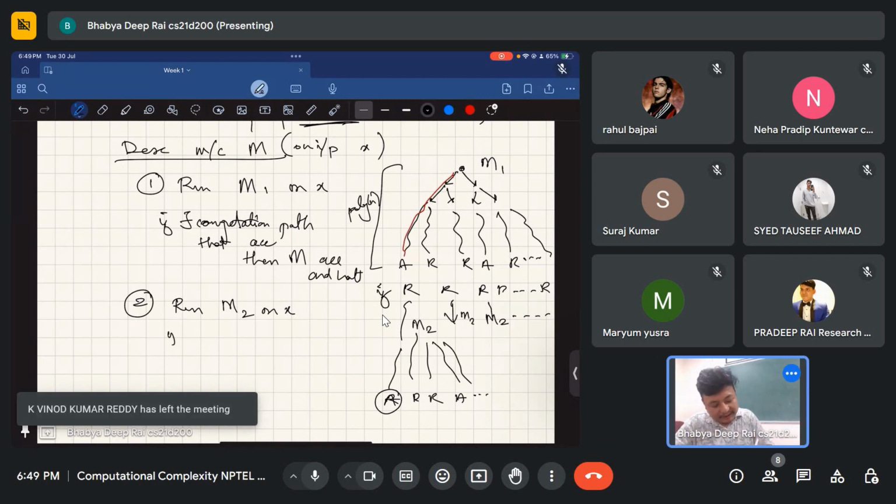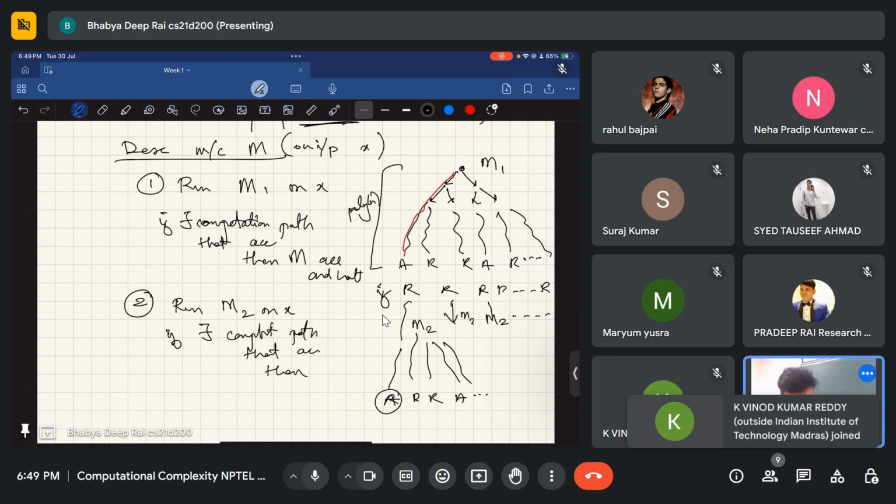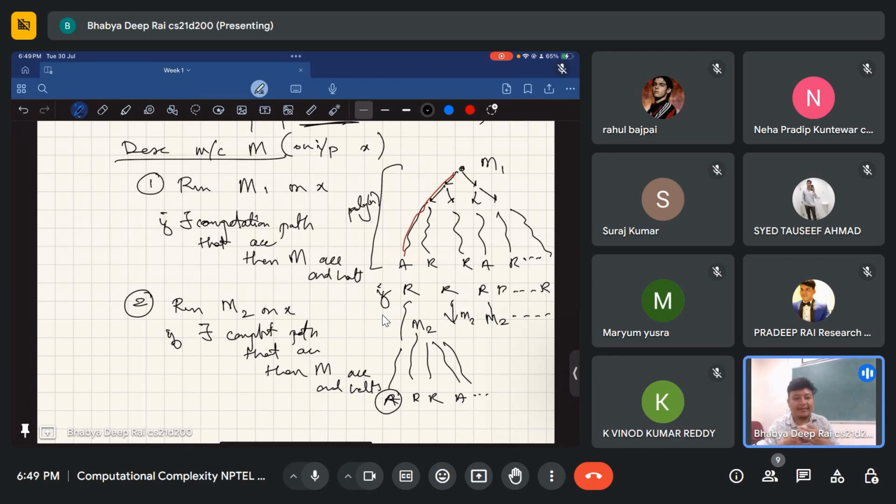Now, if there exists a computation path that accepts, then M accepts and halts. This is just simple. Actually, showing it for P is the same idea. And then you just reject if both don't accept. So this is the idea.